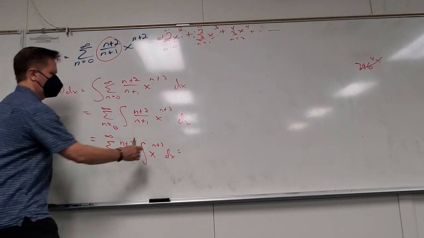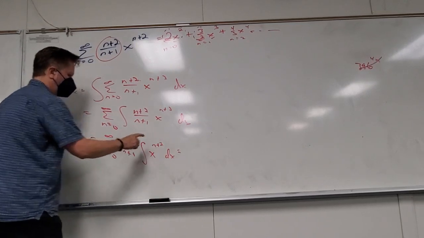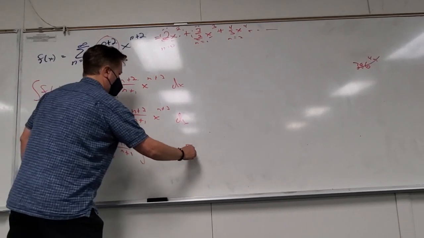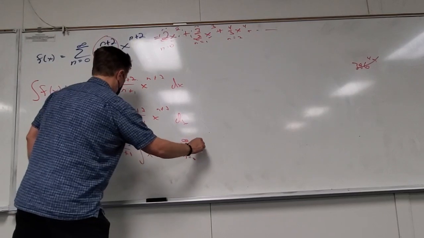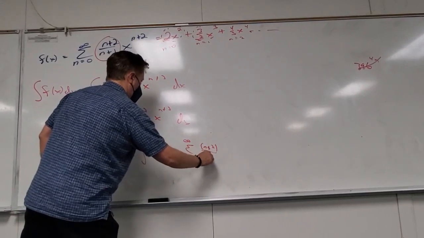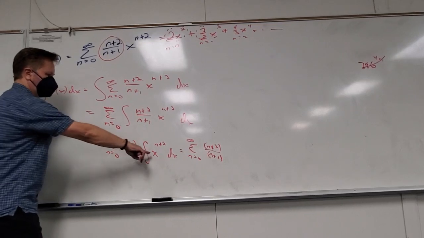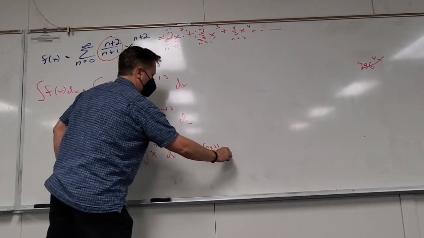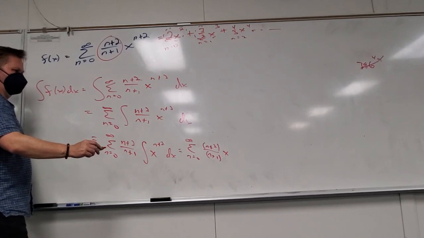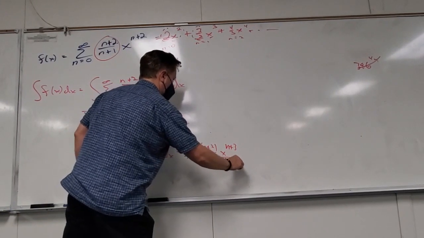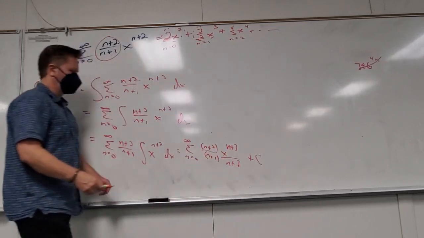All right, so now that should be really straightforward. So I've got the sum, n equals 0 to infinity, of n plus 2 over n plus 1. I don't know why I put parentheses. What does this integral become? x to the n plus 3 divided by n plus 3.